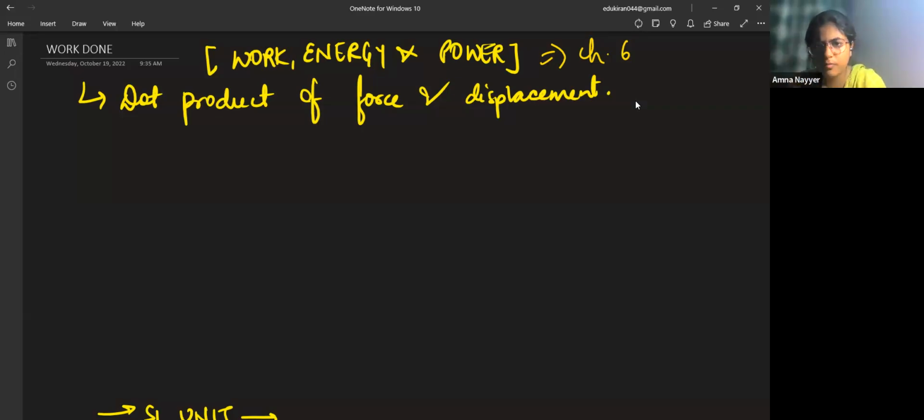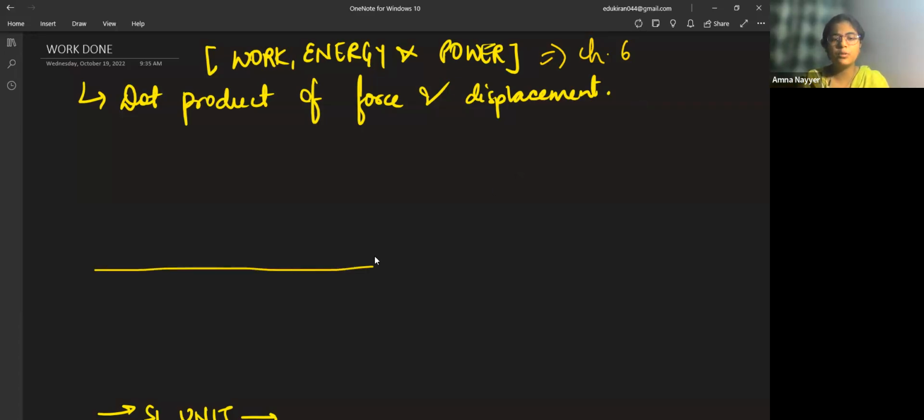Collision we have to do, which is apart from work, energy, and power. It's a part of this lesson, a part of conservation of energy only. But collision is a new separate topic. Now, what is work done? Work done is the dot product of force and displacement. This formula is enough.